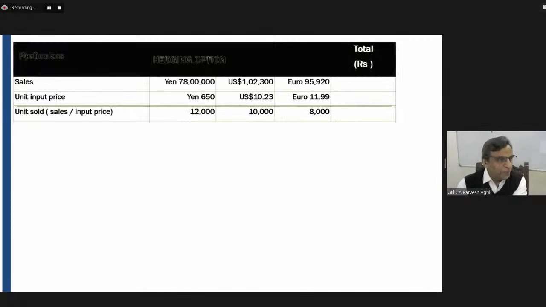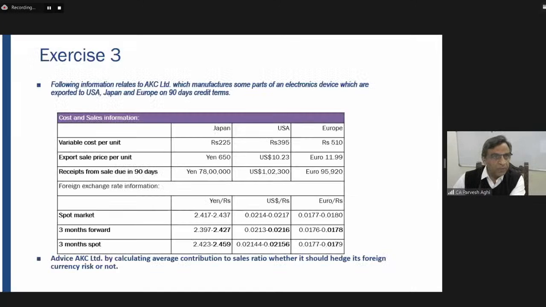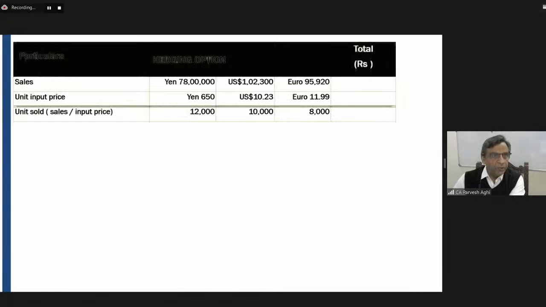Now, let's look at the hedging option first. We know the sales numbers are given to us in Japanese yen, which is 78 lakh yen the company is going to receive after, sorry, 90 days credit. So they are going to receive it after 90 days. And 1,02,300 US dollars they are going to receive after 90 days. And the euro amount is going to be 95,920 euros, also received after 90 days.